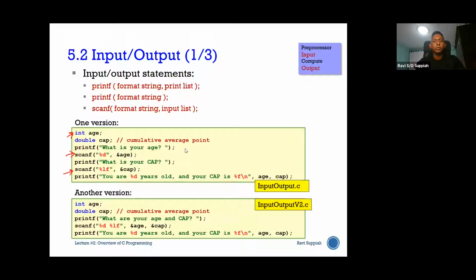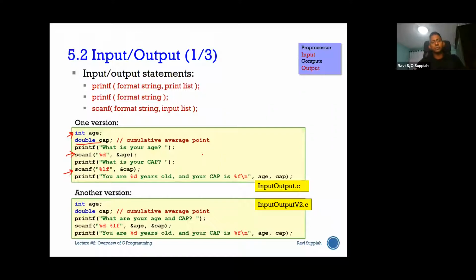For the other one, which is your cap, your cap is basically a cumulative average point. So that is a floating point value, a decimal value, right? It could be 4.11 or something like that. So since it's a decimal point value, you could use float or you could use double. So in this case, they have used double over here.